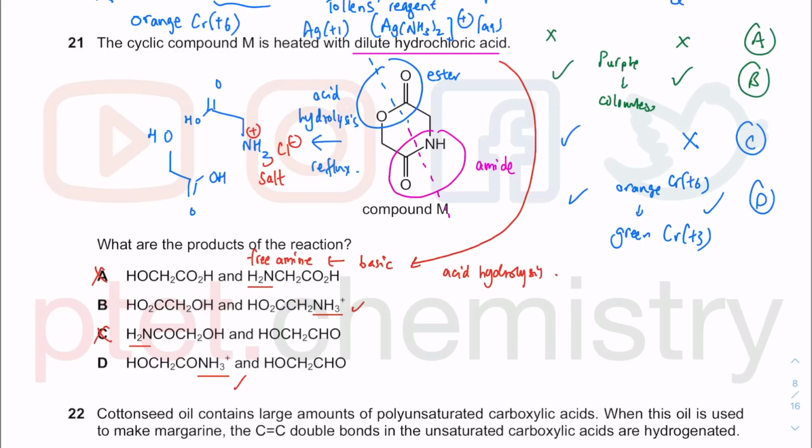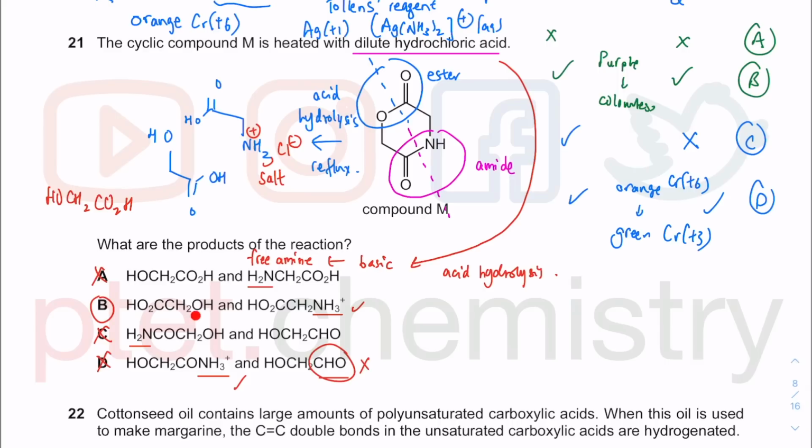This one, if we read the skeletal formula, is HOCH2CO2H there. HOCH2, well, this one says it's an aldehyde. We do not get an aldehyde upon hydrolysis. Therefore, this must be wrong. Therefore, D must be wrong. And B is correct there.